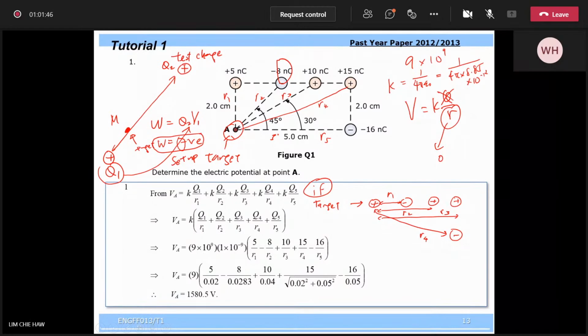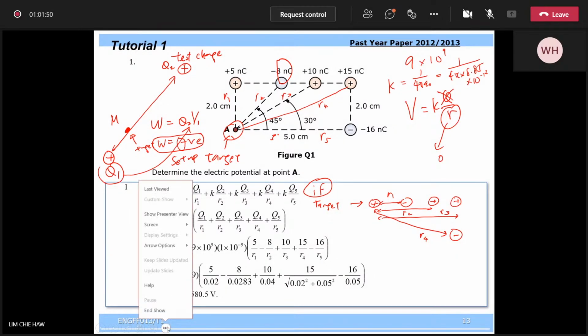Okay, I think we are overrun quite a lot here. That's why we need an extra class.